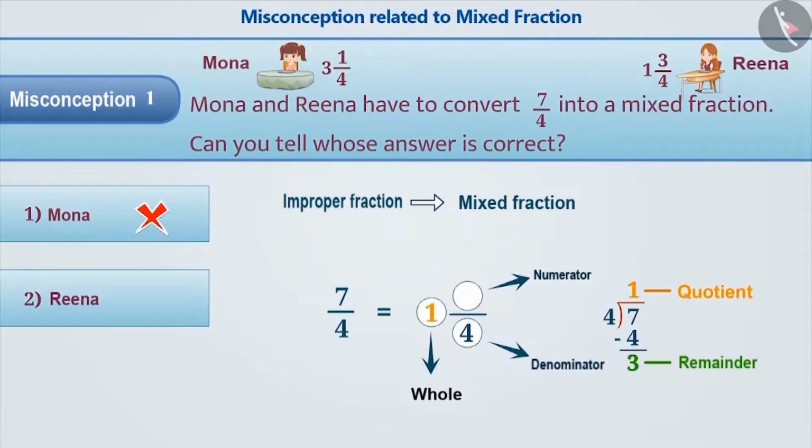The correct way is that we have to write the quotient in the place of the whole number and the remainder in the place of the numerator. Therefore, the correct mixed fraction is 1 3 by 4. That means option 2 is correct.